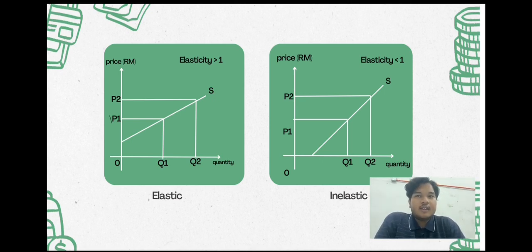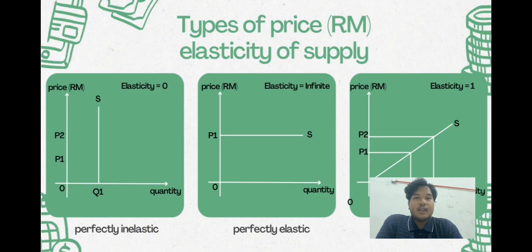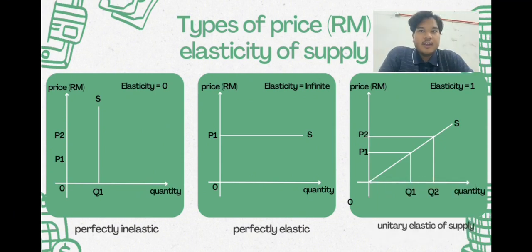Producers can quickly adjust supply when price changes. The second one is when price elasticity is less than 1. That happens when the supply is inelastic. Producers struggle to change supply quickly. And the third one is when price elasticity of supply is equal to 1. Supply is unitary elastic. It means the percentage change in supply equals the percentage change in price.